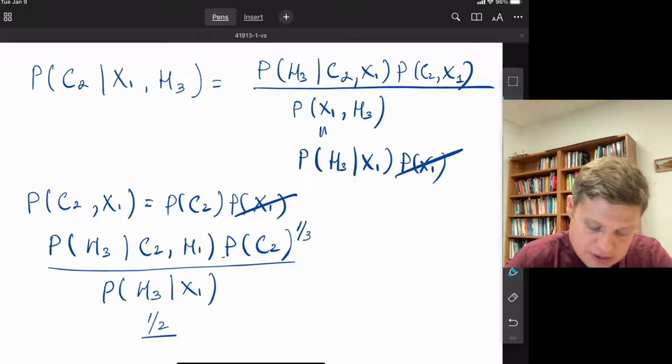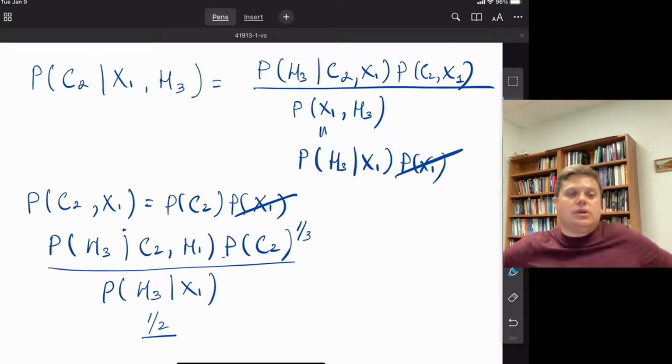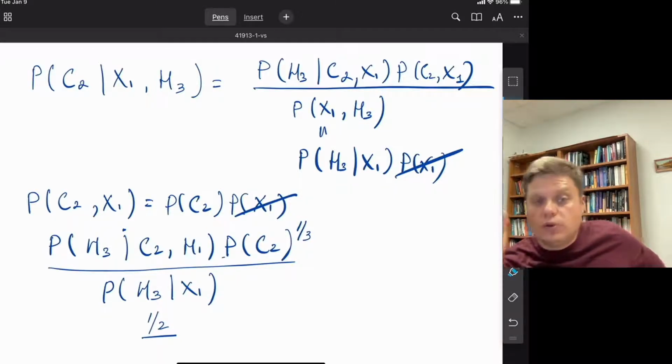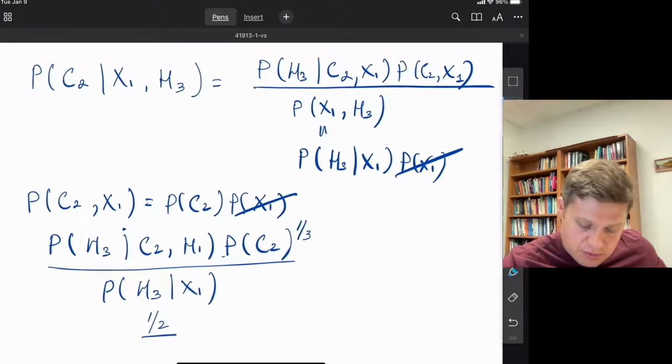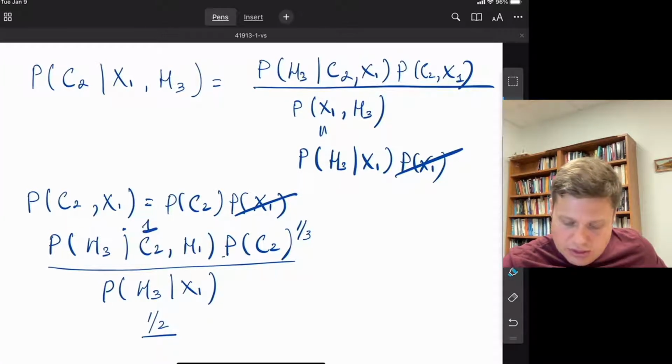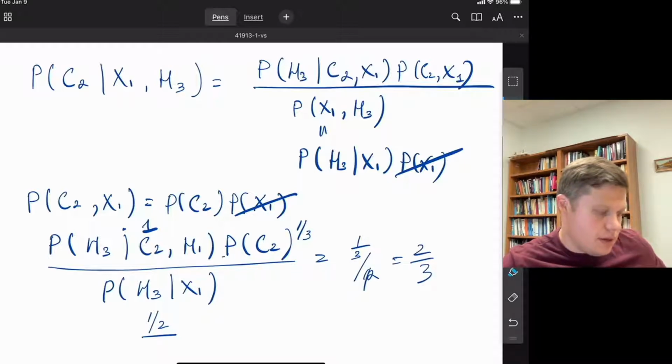Now let's think about this value. The probability that the host opens door 3 given that the car is behind door 2 and you pick door 1. So we know that the host cannot open your door and the host cannot open the door with a car. So in this case, the host must open door number 3, so the probability of this event is 1. So what we have here is 1/3 divided by 1/2. In other words, it's 2 divided by 3.